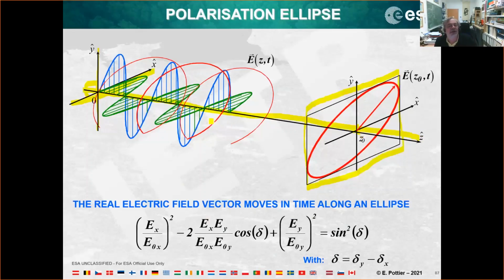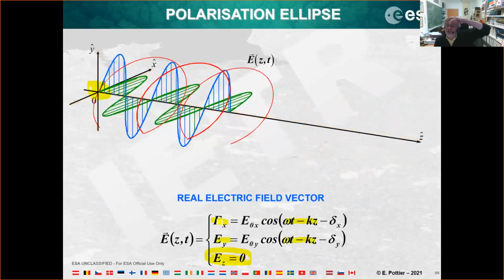Which one is the plane? Z? No. The plane is not Z. The plane is defined at a position Z0 along the Z axis. Okay? Yes, the X-Y plane is moving. Okay. Can you show how the ellipse is obtained? Okay.